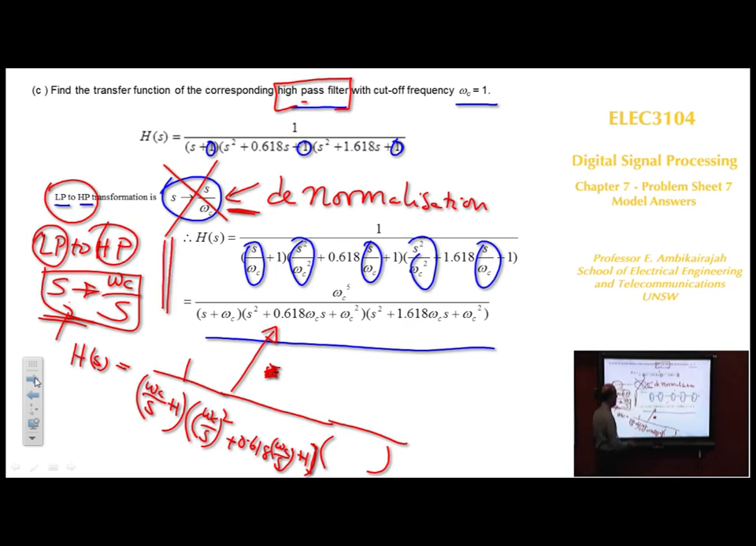If this is what is there, this is purely for a denormalized transfer function. You need to really do this substitution to get the low pass to high pass transformation, similar to the question that we did, question number 1. That's exactly what you need to do here. Okay.